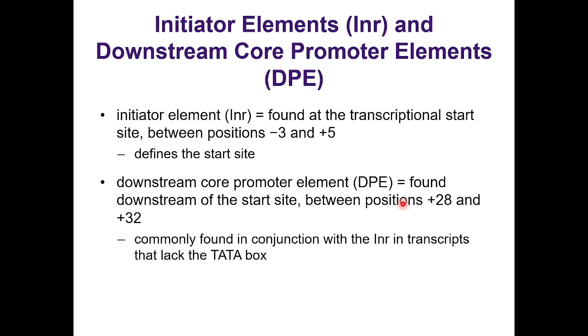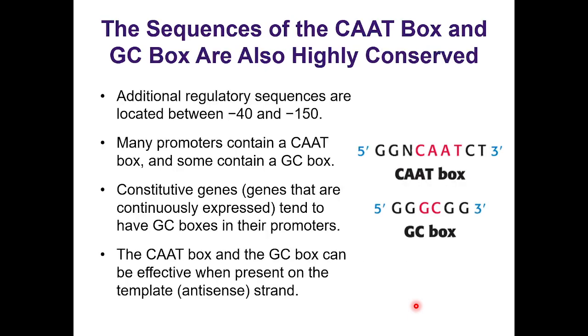The downstream core promoter element. This was the DPE. I'd kind of side dodged describing what it was before. This is going to be found downstream of the start site. It's going to be positioned usually around +28 to +32. Again, that means downstream when we say positive, right? Because that's further into the reading. Okay, so commonly found in conjunction with the INR and transcripts, this lacks the TATA box. We do not have a TATA box. So the sequences of the CAP box and the GC box are going to be highly conserved as well. Additional regulatory sequences are located between -40 and -150.